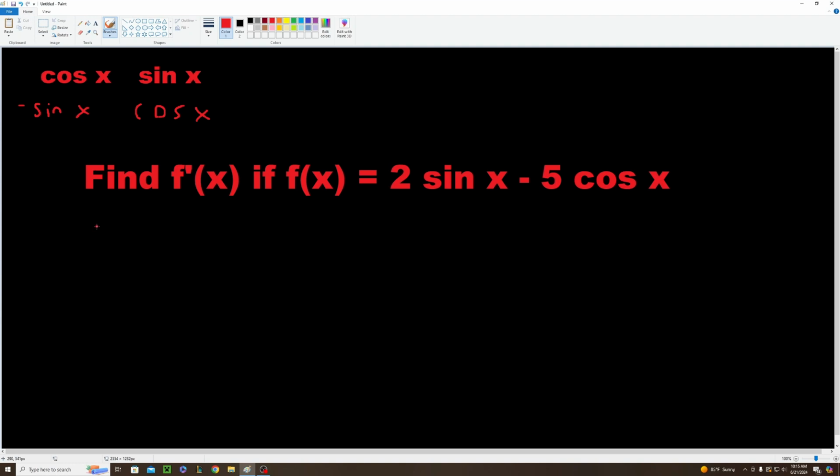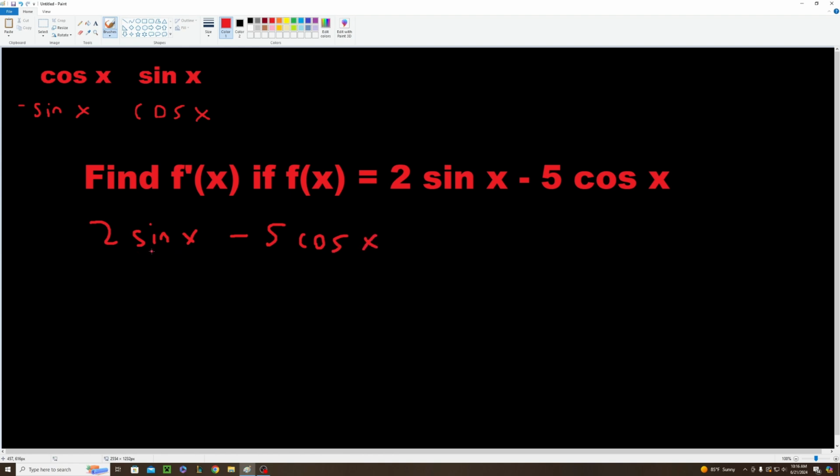Alright, this is the example problem. Find f prime of x if f of x is 2 sine of x minus 5 cosine of x. So let's just get started. Let's rewrite it real quick. 2 sine of x minus 5 cosine of x. Now we just gotta take the derivative on the left.